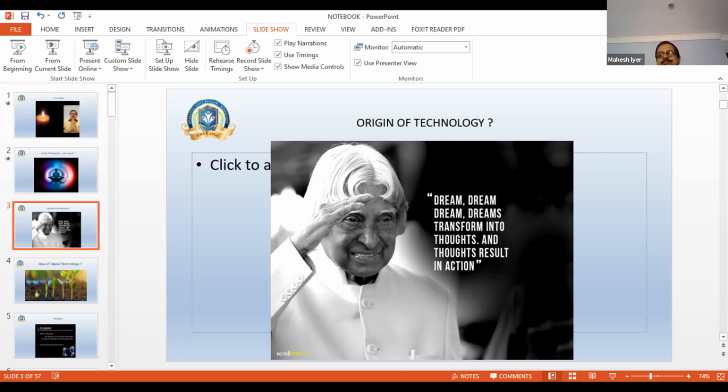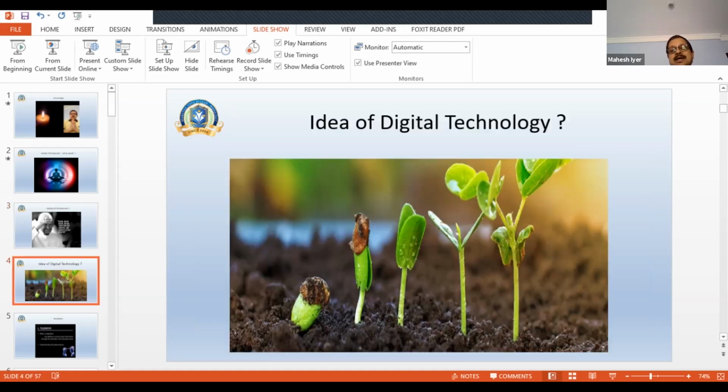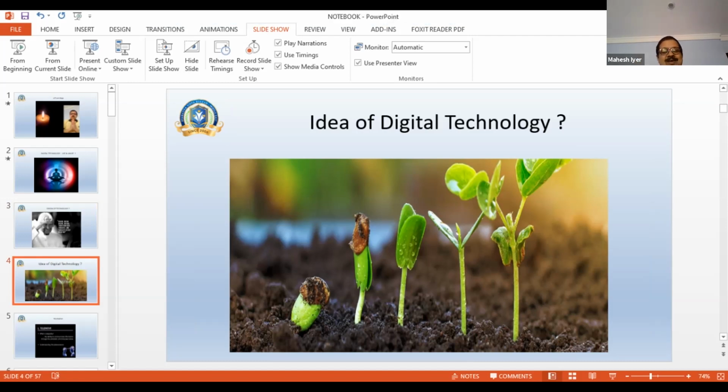Dream, dream, dream. Dream transforms into thoughts, and thoughts result in action. My all-time mentor's words always echo in my heart and mind and body. That is why the meaning for dream came. One fine morning, a child goes to his grandmother and asks, how can I grow a huge tree of mango? Grandmother, with her baby face, says, come, I will show you the secret of success of life.